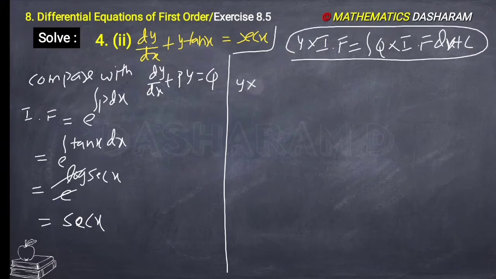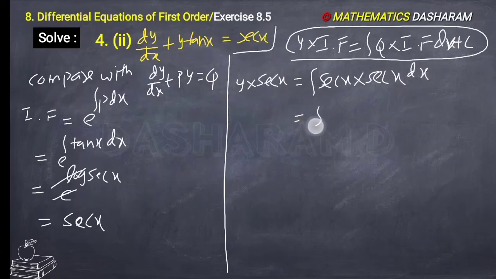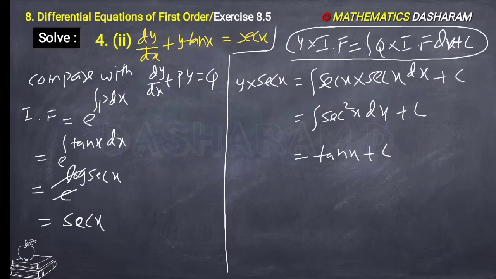So here y into integrating factor is y sec x, integration q value sec x and integrating factor also sec x. See, when you compare with this, here q is sec x, then it equals integration secant square x dx. So then tan x plus c. So y into sec x equals tan x plus c is our required answer.